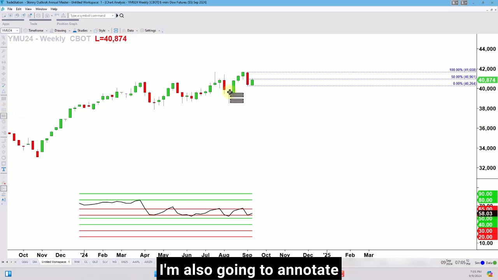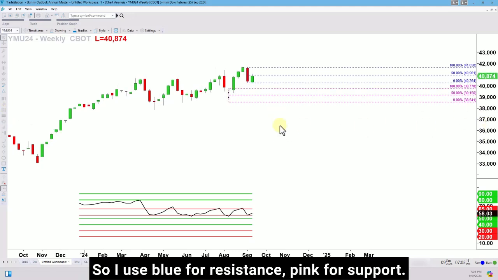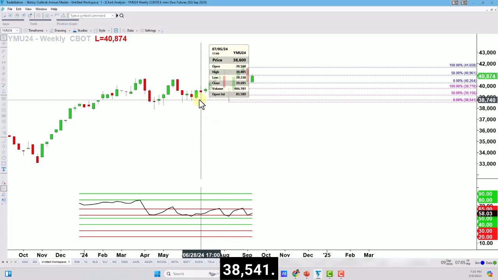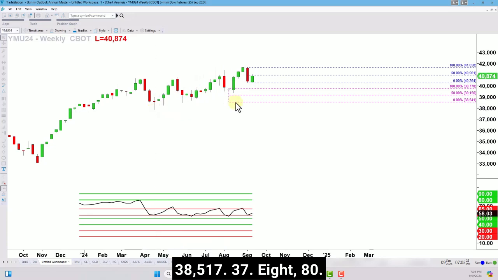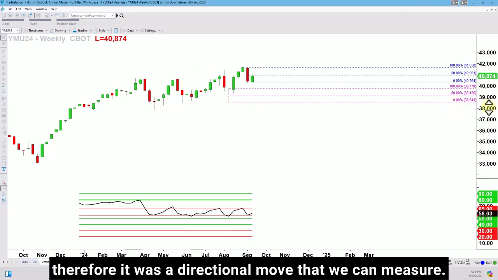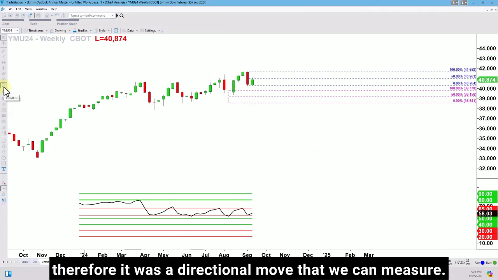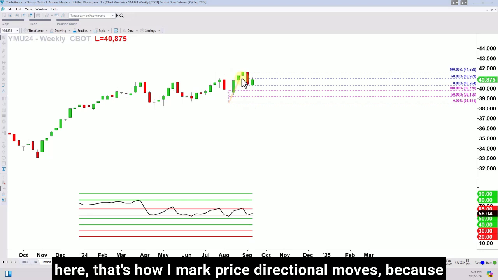I'm also going to annotate the candle with support. I use blue for resistance, pink for support. Let's look at the low: 38,541, 38,517, 37,880. You can see this was a higher low, and therefore it was a directional move that we can measure. If you see this faint orange line here, that's how I mark price directional moves.